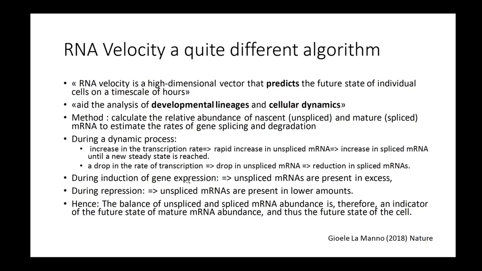During induction of gene expression, you will have unspliced mRNA present in excess. And during repression, you will have unspliced mRNA present in lower amounts. Therefore, you can understand which state you are in and what the next one is. So the balance of unspliced and spliced mRNA abundance is an indicator of the future state of your mRNA, and it also gives you the future state of the cell. That's the general idea of the algorithm and how it should work.